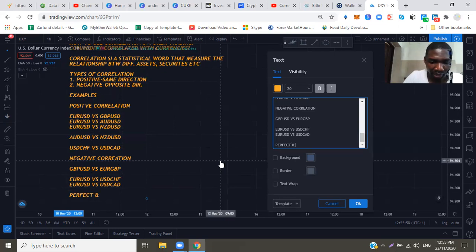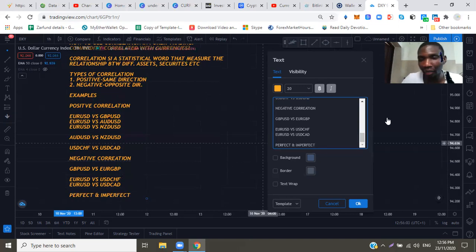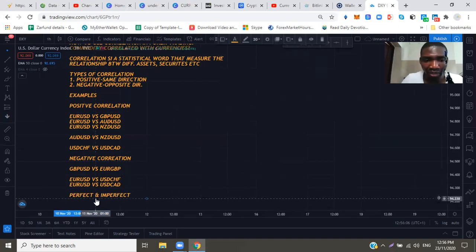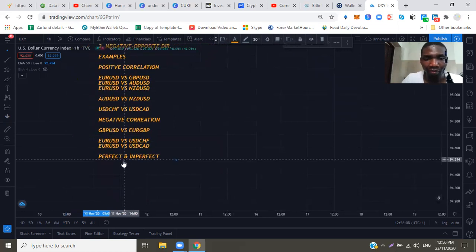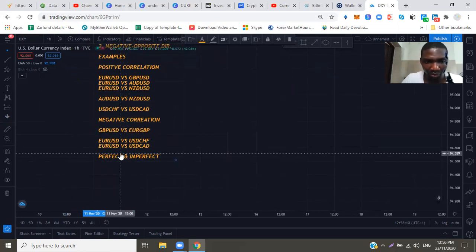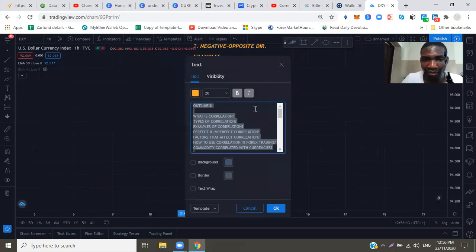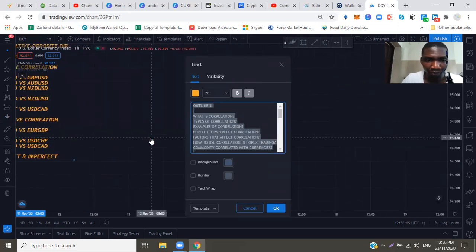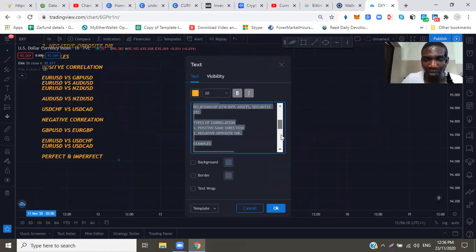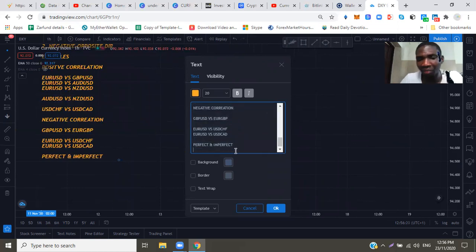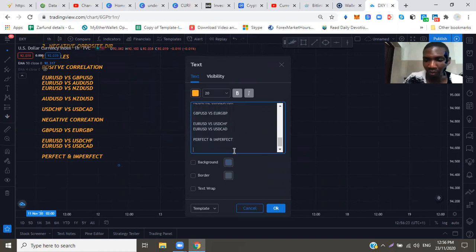So, perfect and imperfect correlation. Okay. So now, what are the factors that cause this to happen? There are some factors that cause this kind of thing. Why is it that they are not perfectly correlated all the time? The reasons they are not perfectly correlated all the time are two things.